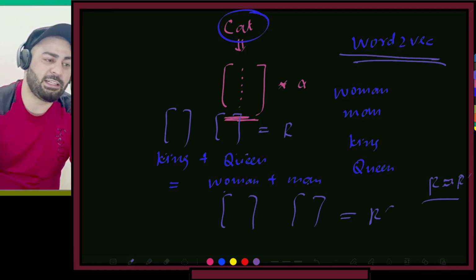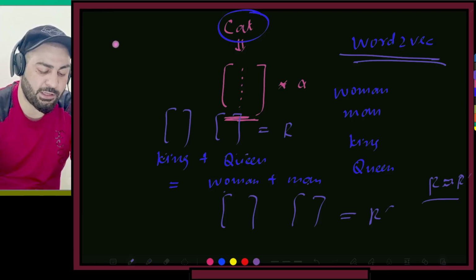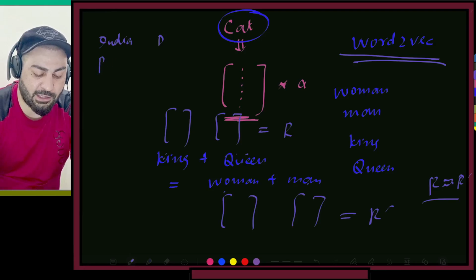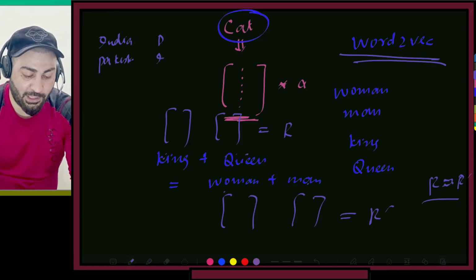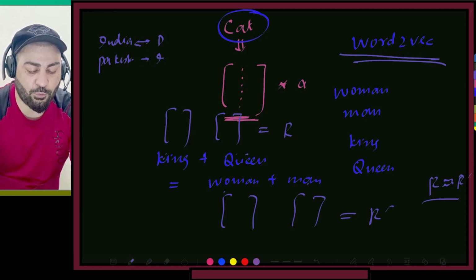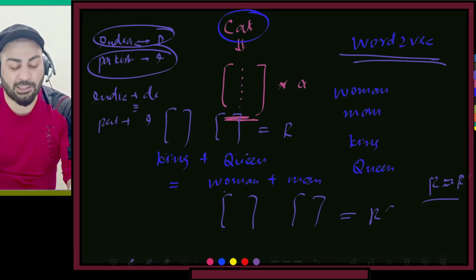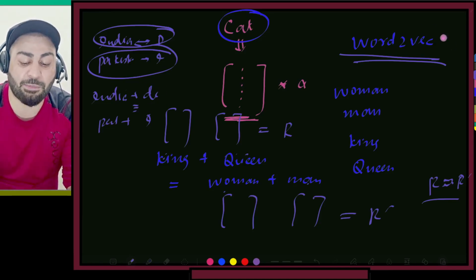Then take a country with its capital. Let's suppose the country is India, and its capital is Delhi. And take some other country, Pakistan, whose capital is, let's say, Islamabad. If you take these vectors and add them, India plus Delhi, and Pakistan plus Islamabad, the resultant vectors will be almost equivalent. That's the power of word to vec.